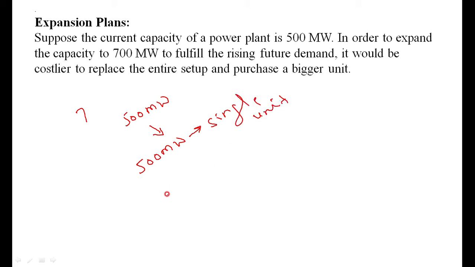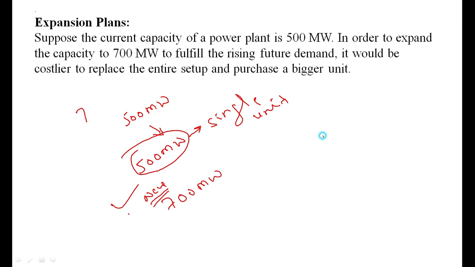Subsequently, after two or three years, the load has grown to 700 megawatt. Then it is not possible to cater to the needs using a 500 megawatt unit. Therefore, you have to scrap the 500 megawatt unit and go for a new 700 megawatt unit. It is not possible to enhance the existing 500 megawatt to 700 megawatt.